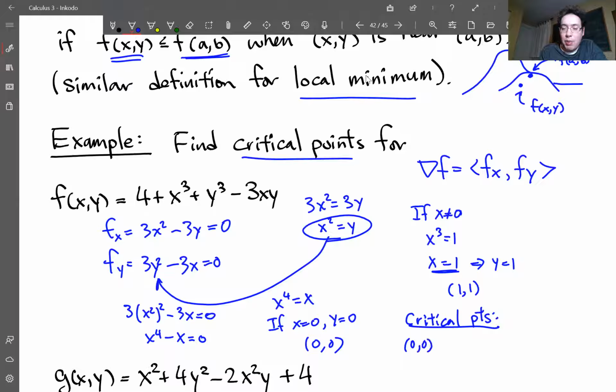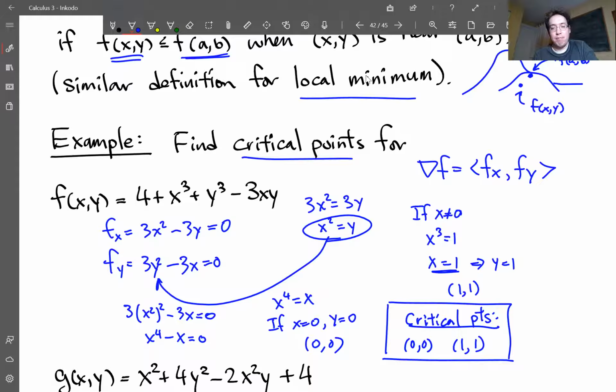So this problem has 2 critical points, (0, 0) and (1, 1). Okay.